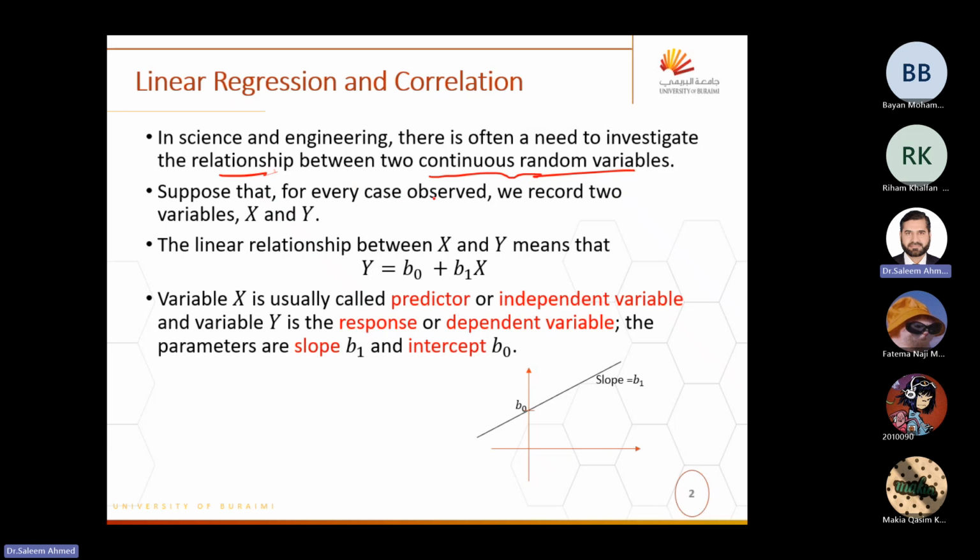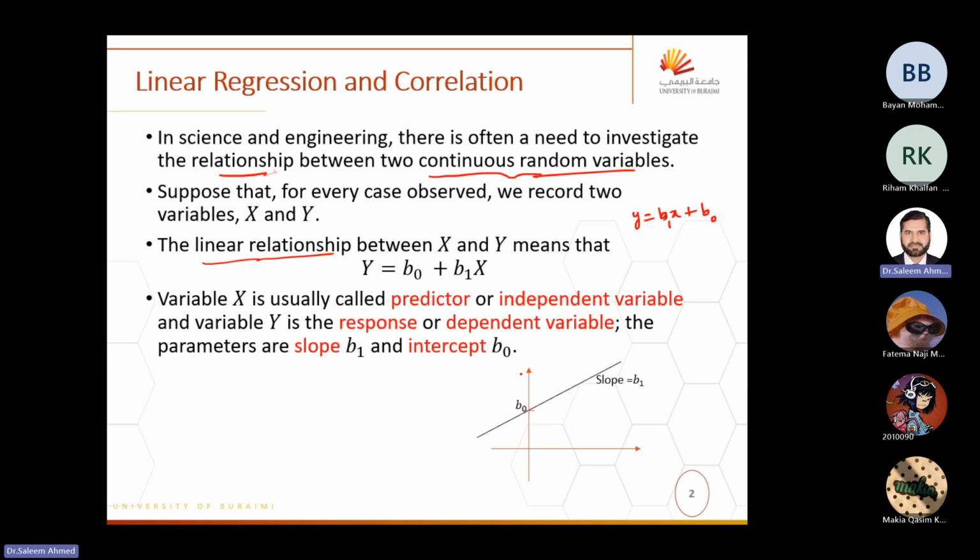So suppose that for each case observed, we can record these two variables, let's say x and y. So if x and y are recorded, we may look for a linear relationship between them. You know that linear relationship means a straight line relationship. So you see y is equal to b naught plus b1x. This is a straight line relationship, right? In mathematics, usually we write y is equal to ax plus b, straight line. But in statistics, they write x after the constant. And instead of writing them a and b, we are writing them b naught and b1. So it is b naught plus b1x.